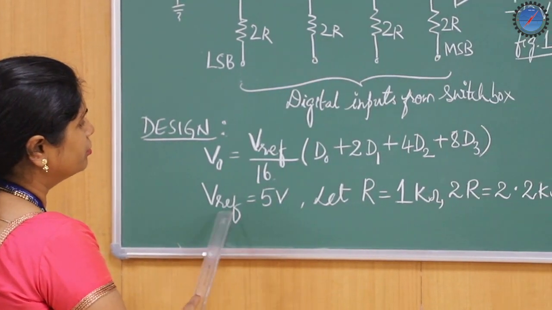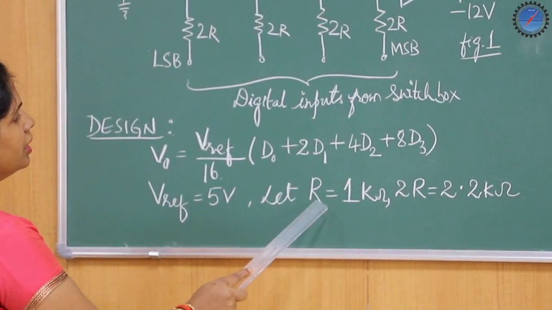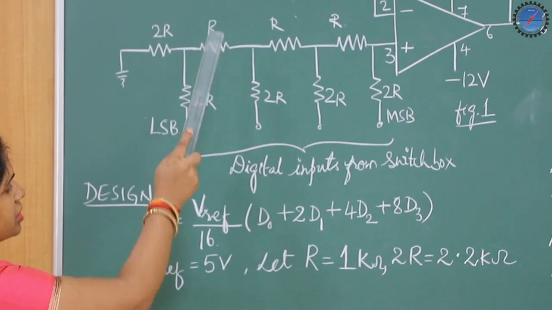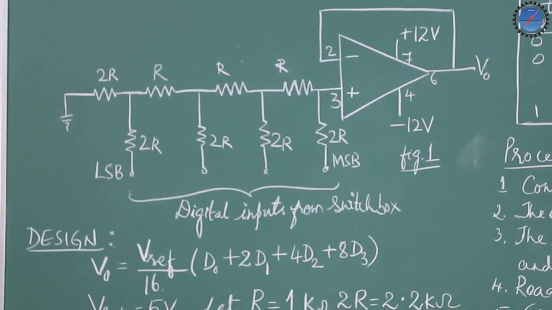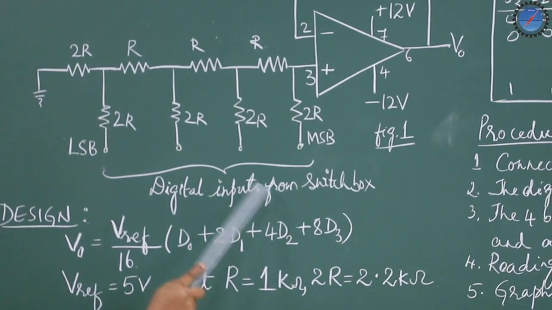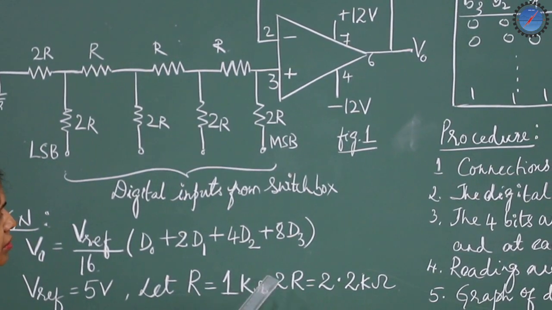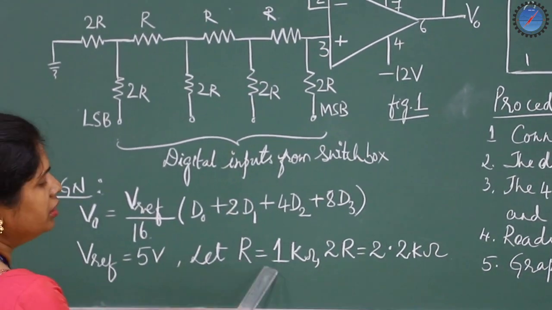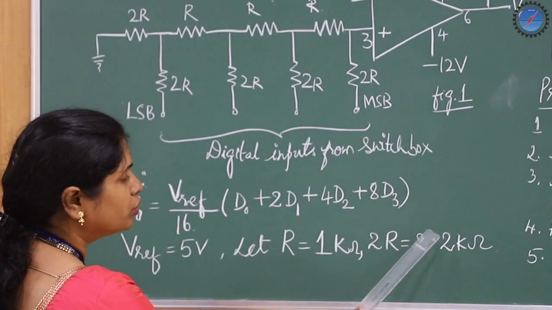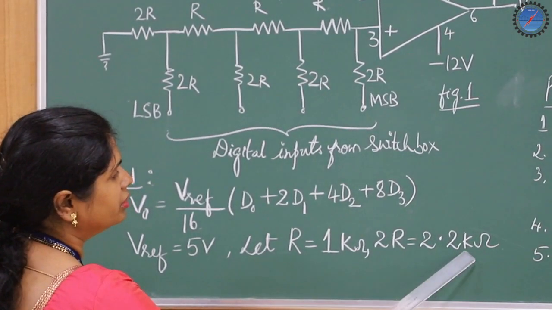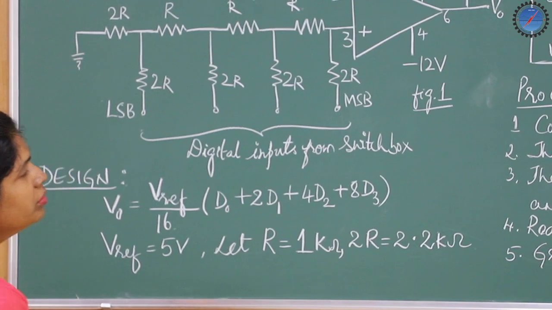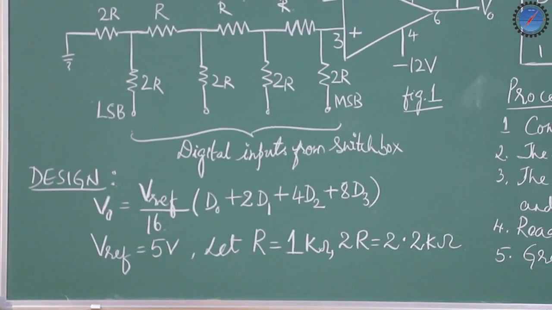V reference is 5 volts, and here we have taken the R value as 1 kilo ohm. 2R is 2 times the resistor value R, so we would get 2 kilo ohms, and as the standard value we are going to use 2.2 kilo ohms.